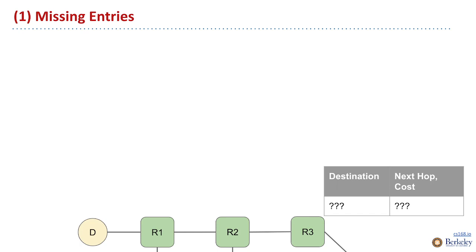So, drilling into these missing entries, what might lead to this happening? If every router is following these two rules for distance vector we just talked about, and they're all honest, and so they're going to tell their neighbors what their distance is to the destination, how would it be that not everyone knows?